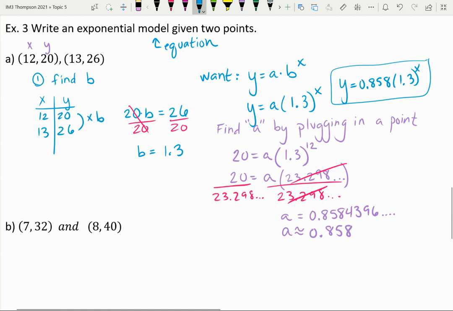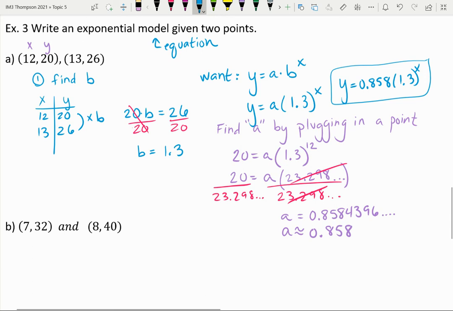I can plug that in and that's all fine and dandy, but I still need to find A. It's the only other variable besides x and y. So I'll plug in some point for x, y, and then solve. The tough part here is just the order of operations. So I pick a point to plug in. You could pick the first point or the second point, it doesn't matter. You get the same answer. So I plugged in 12 for x and 20 for y.